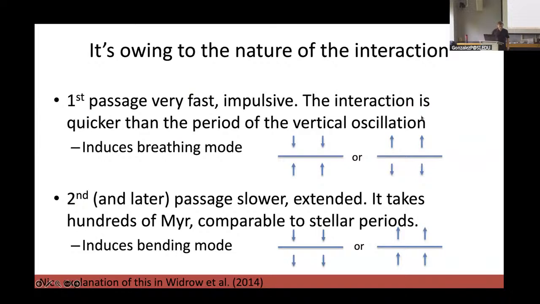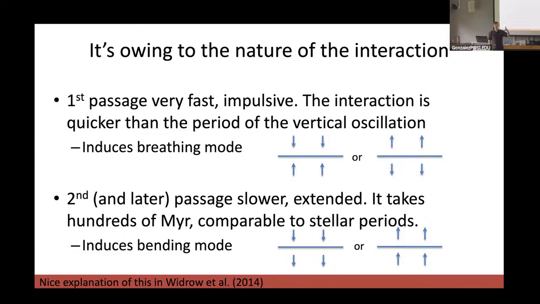And why am I talking about two-armed phase spirals? The Gaia is one-armed. Well, sorry, scratch that for a second, but what is the difference between the two-armed and one-armed? Well, in this model, it's owing to the nature of the interaction. That first passage past the edge of the disk is really fast. It's almost impulsive. The satellite flies by the outside faster than the vertical oscillation of the stars in the outer disk.